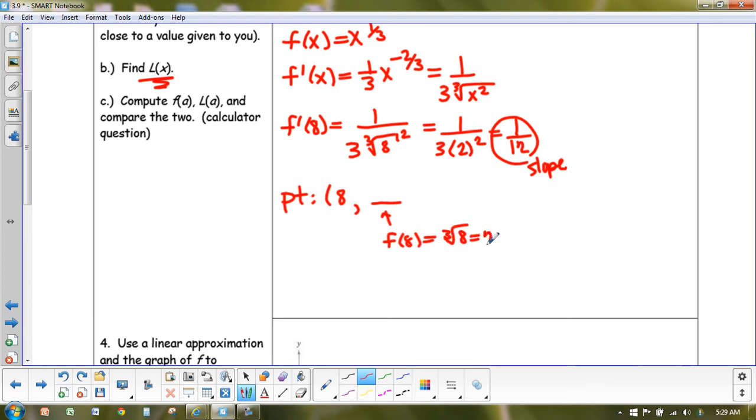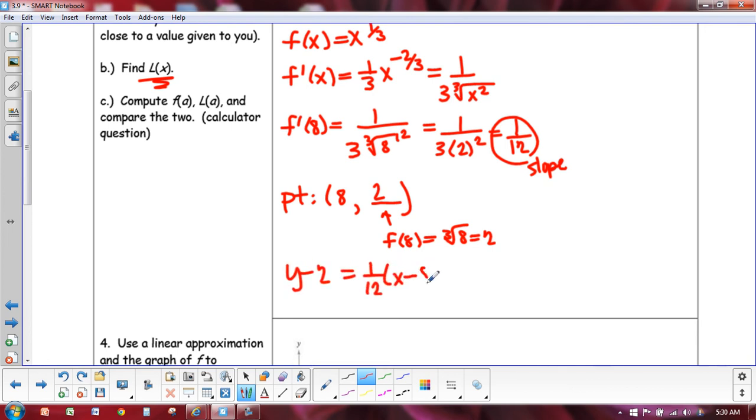Alright, so we have our point and we have our slope. So our line is y minus 2 equals 1/12 times x minus 8. So that's our line, except they told us to call it L of x. So that's going to be easiest when you solve for y. So 1/12 quantity x minus 8 plus 2, and then just replacing the y with L of x. I'm going to do that on the next column. So L of x is equal to 1/12 the quantity x minus 8 plus 2. And that finishes up part B.